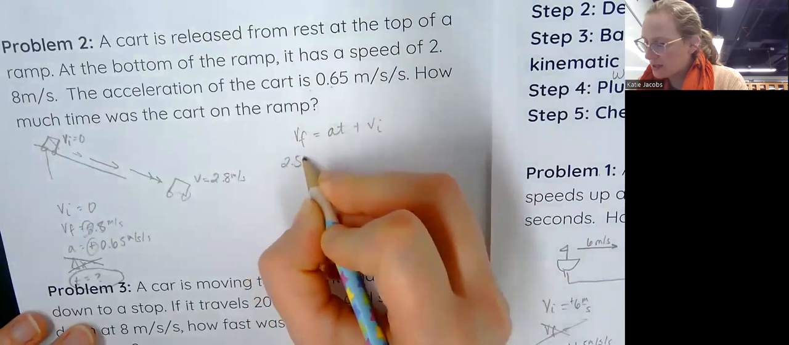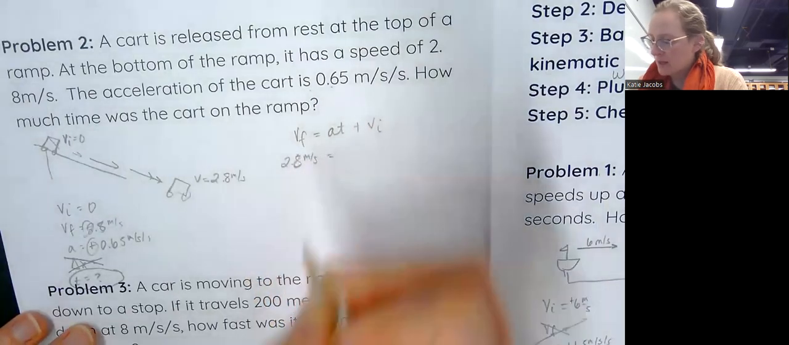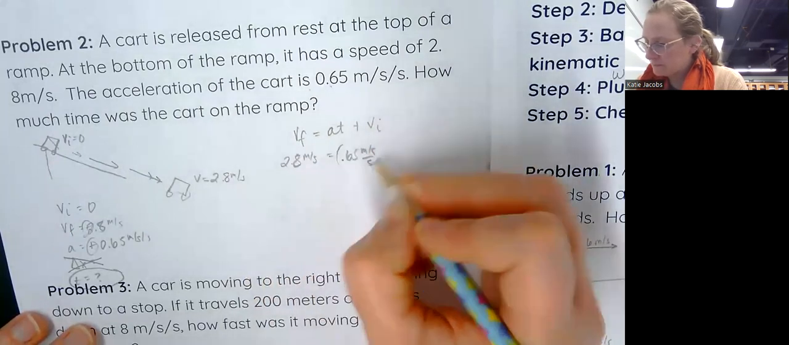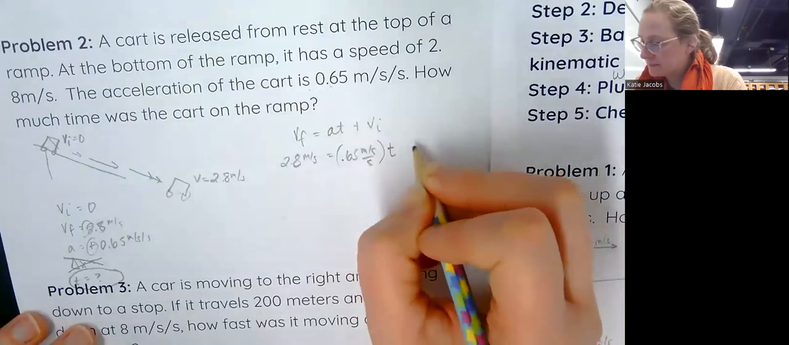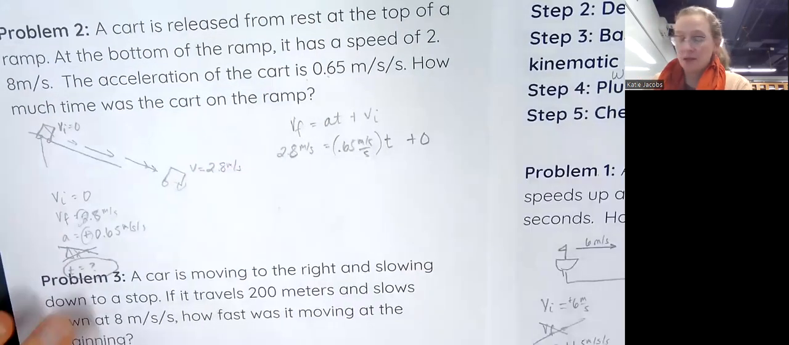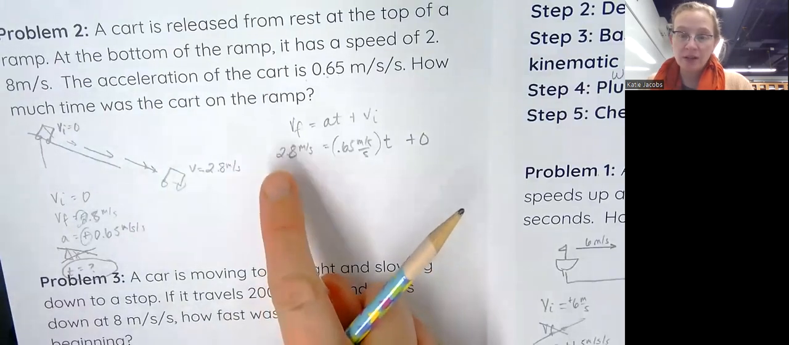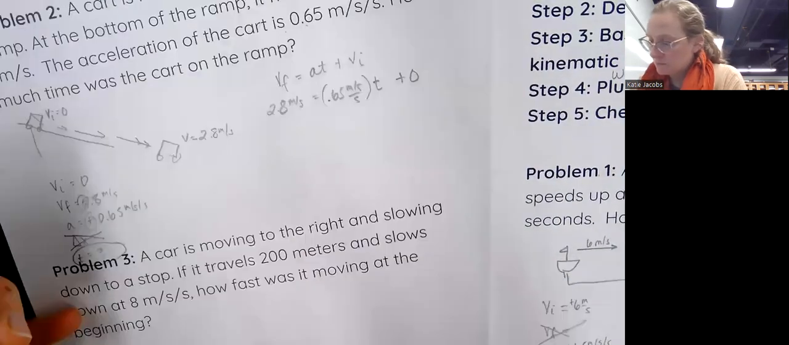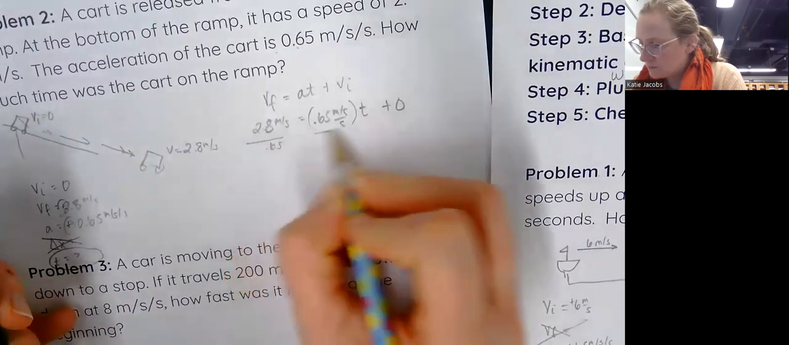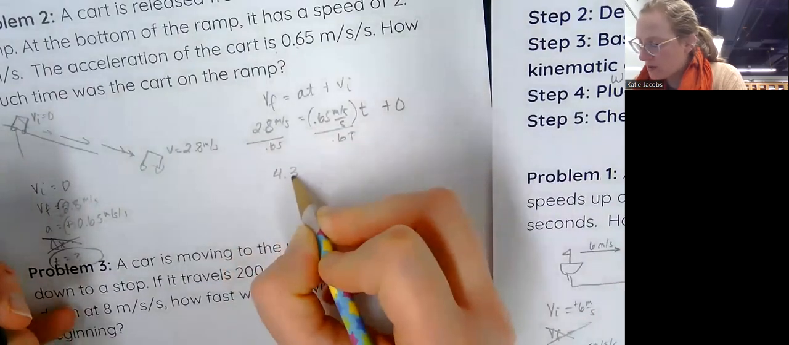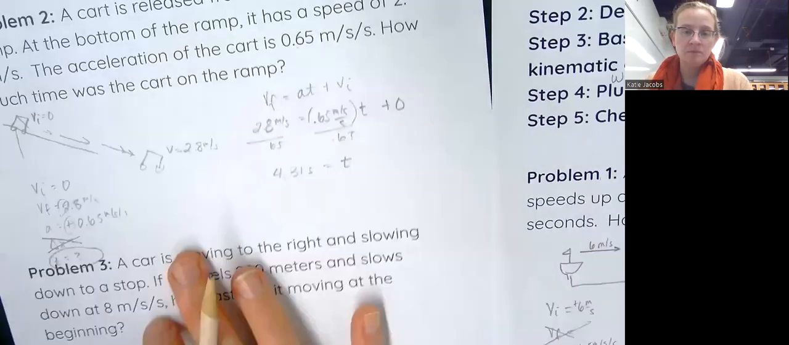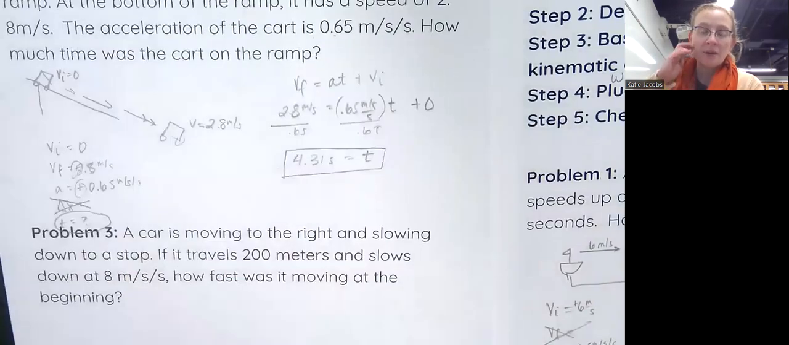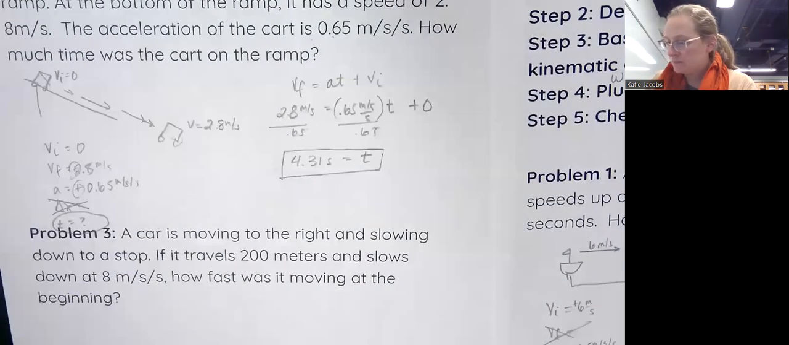I plug in my final velocity, I plug in my acceleration, I put T for time, and put 0 for initial velocity. To solve this algebraically, it's just going to be 2.8 divided by 0.65. I'm getting 4.31 seconds equals time. Time should always be positive. You can't end up with negative time because it's a scalar. It doesn't have direction. So that makes sense.